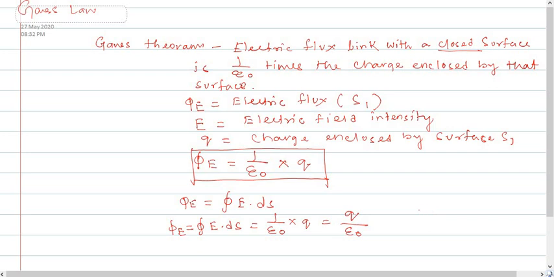Now you write this down. Remember, this Gauss theorem is valid for a certain condition. What is that condition? The surface should be a closed surface. Otherwise, Gauss theorem is not valid. Understood? Now, by pausing the video, write down. Next, we move to some conditions of this Gauss theorem.